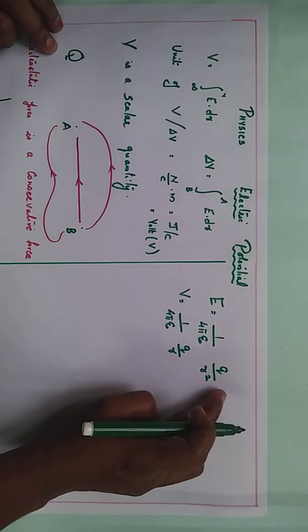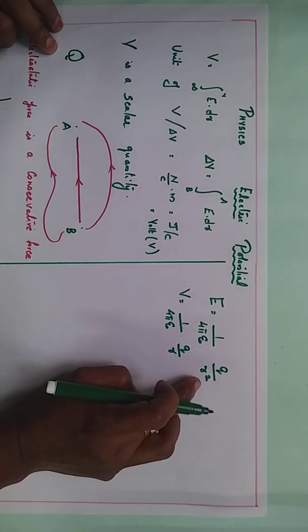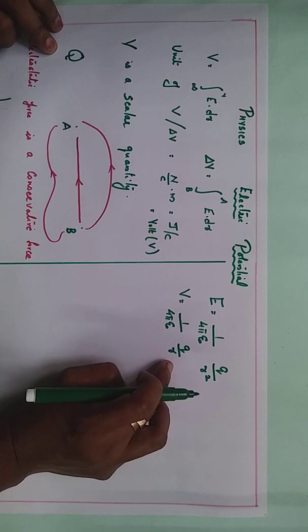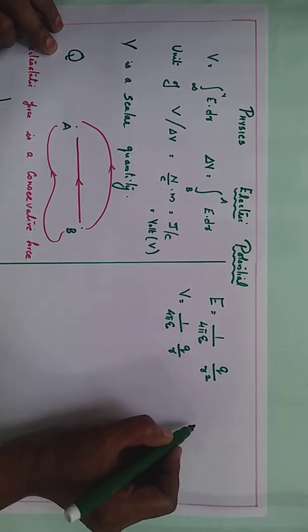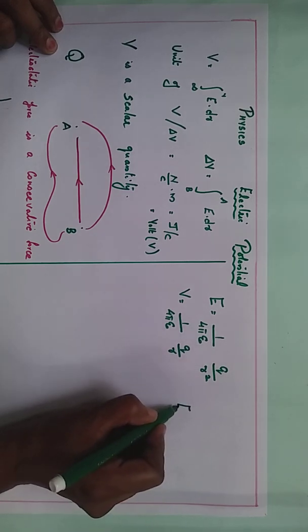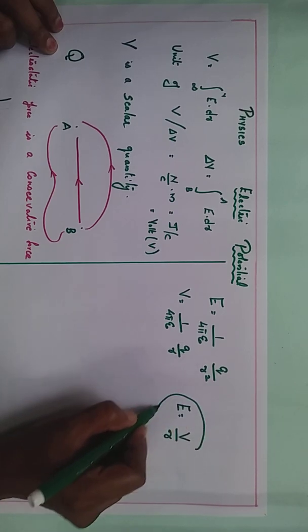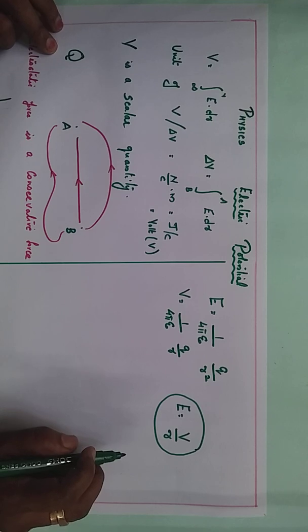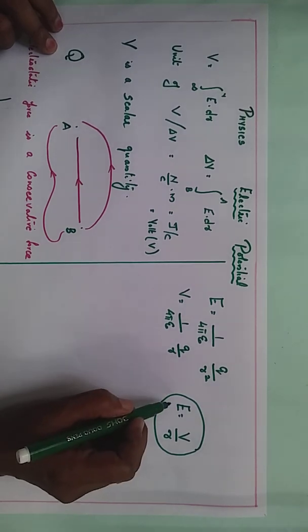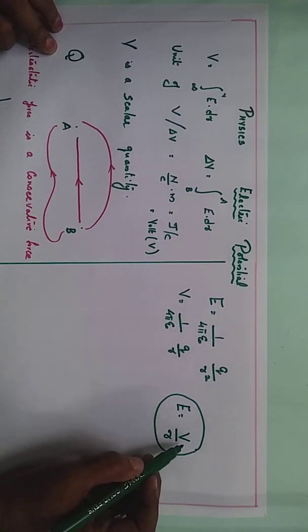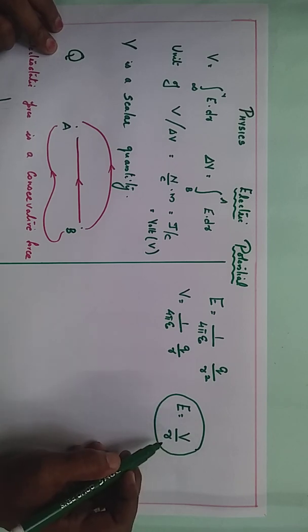So, what is the relation between them? One r is missing here, no? In potential one r is missing. So, comparing these two formulas, we can write electric field E is equal to V divided by R. This is a very important expression. Electric field at a point due to a point charge, that is E, and potential at a point due to a point charge, that is V, and hence the relation between them is E equals V divided by R.